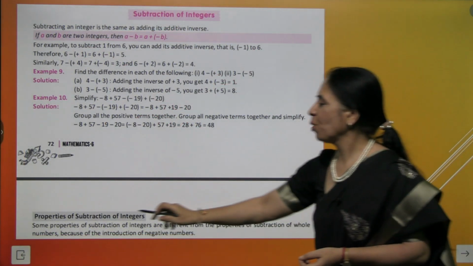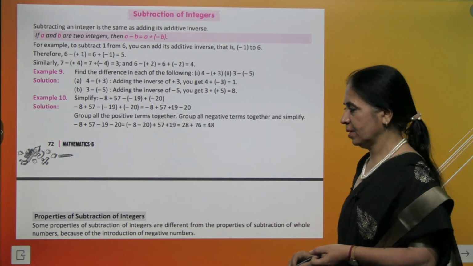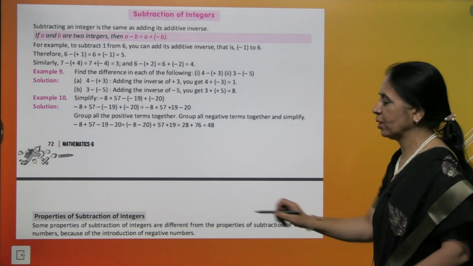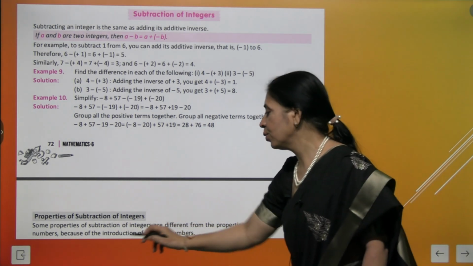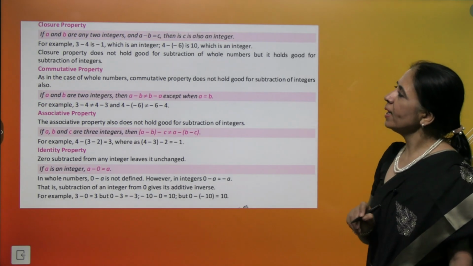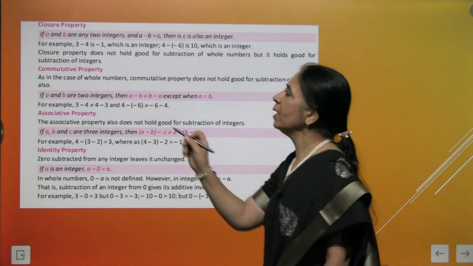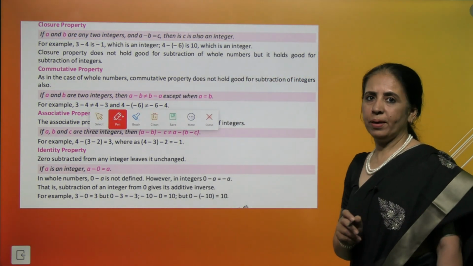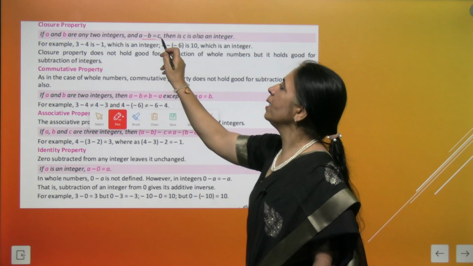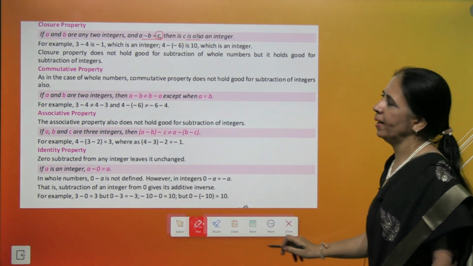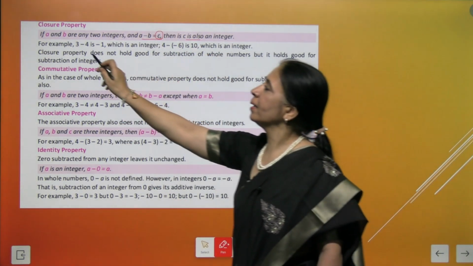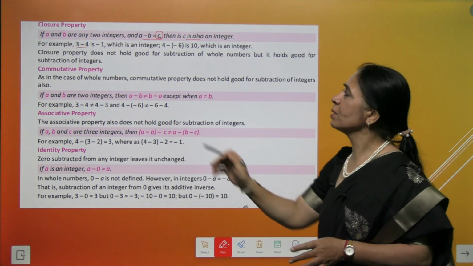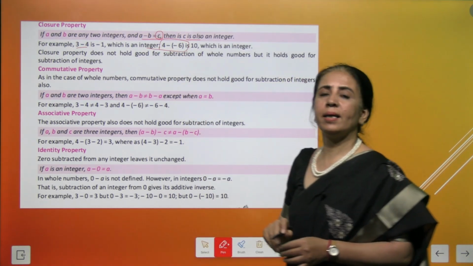Now we learn about properties of subtraction of integers. So some properties of subtraction of integers are different from the properties of subtraction of whole numbers because of the introduction of negative numbers. So let's see how. We'll talk about closure property, that if a and b are any two integers, then the closure property is true. A minus b is equal to c. C is always an integer. So अगर मैंने अभी तक ये पढ़ा था कि 3 minus 4 नहीं हो सकता, but now 3 minus 4 is minus 1. So we say that it is an integer.